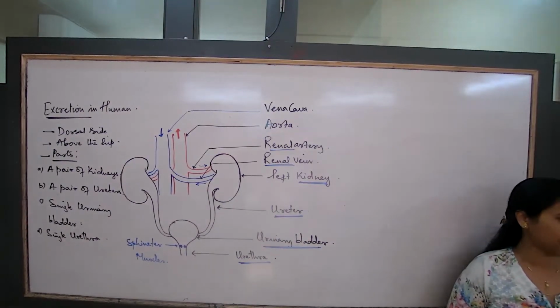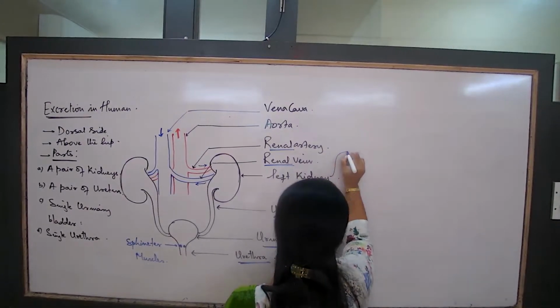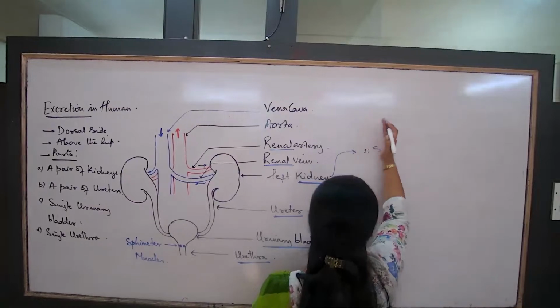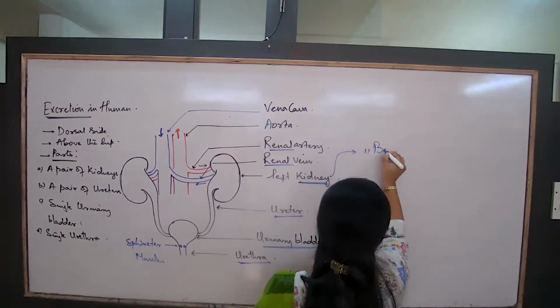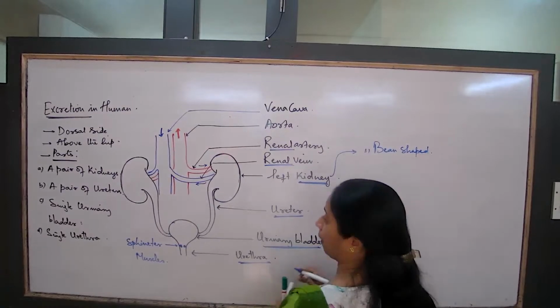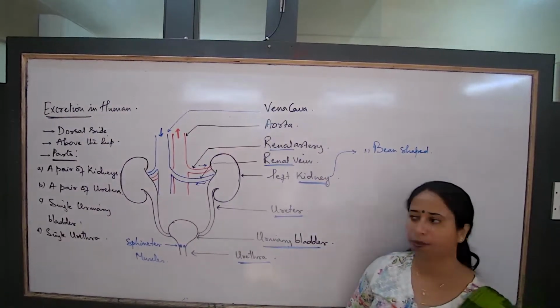Now we try understanding again the job of the kidney, the ureter and the urinary bladder, and some special features. What are some special features of the kidney? What is the shape of the kidney? The shape of the kidney is always to be written: it is a bean-shaped reddish organ.